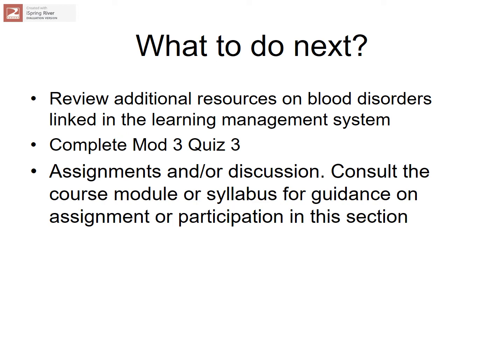This ends our overview of some disorders related to red and white cells. It gives you an idea of common disorders, some that are genetic in origin, some that are benign and sort of self-limiting, and some that are not. You should take the time to review additional resources on blood disorders that are linked in our learning management system. There's a quiz associated with this module, so you'll want to repeat that and then review the module guidelines for any assignments or discussion. And as always, the syllabus will also help you determine what your steps should be to complete this section.